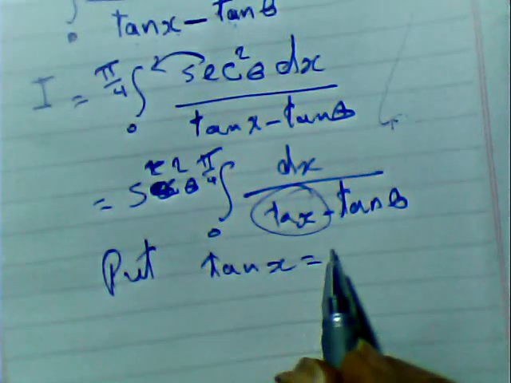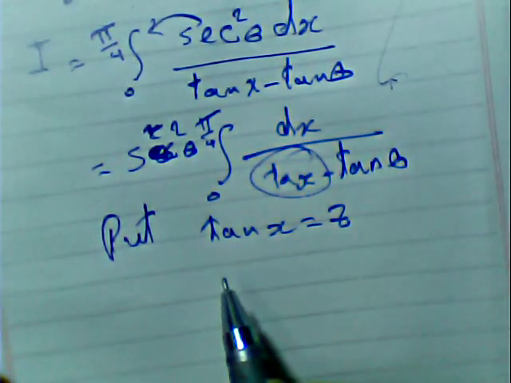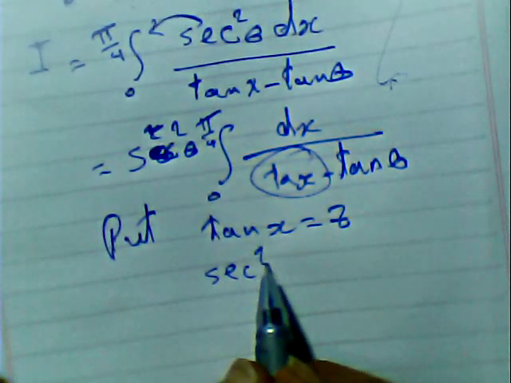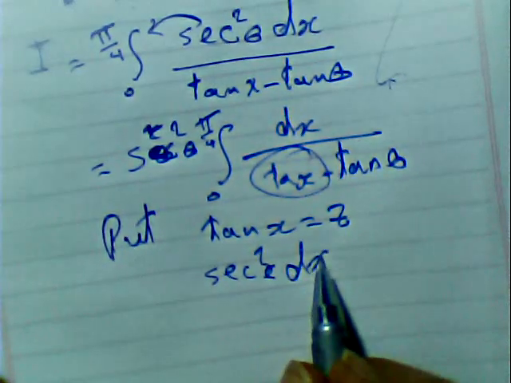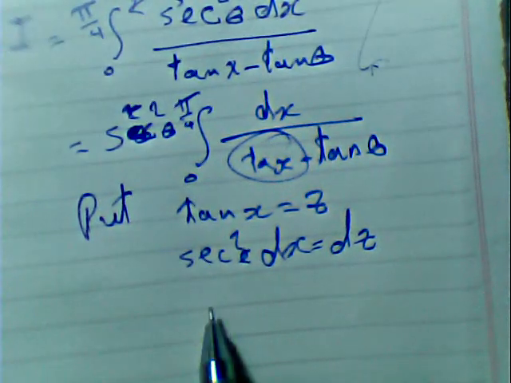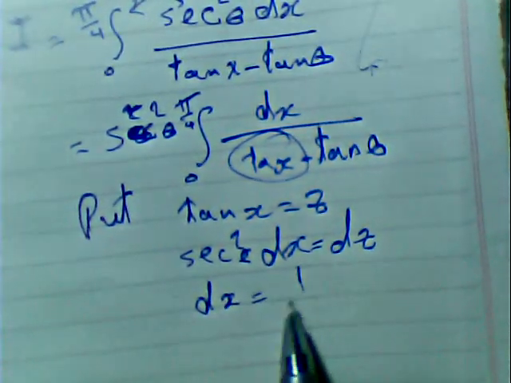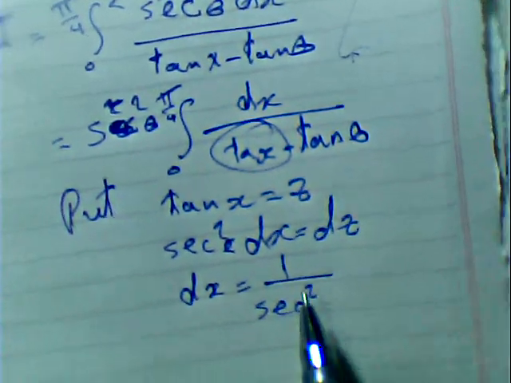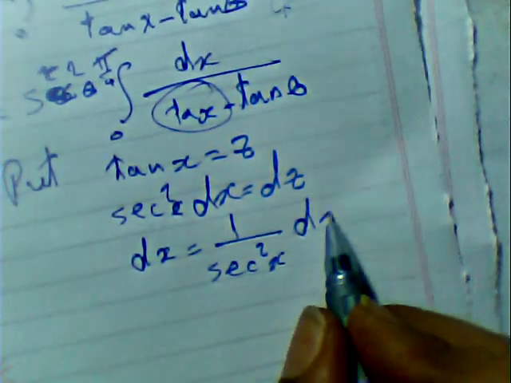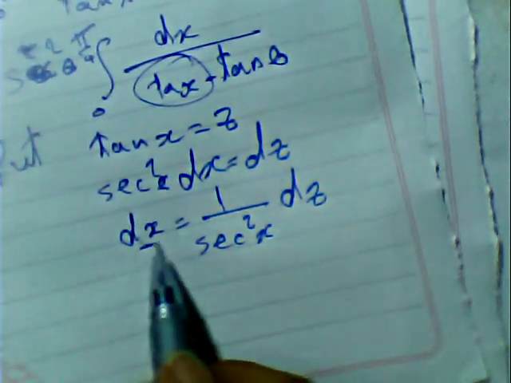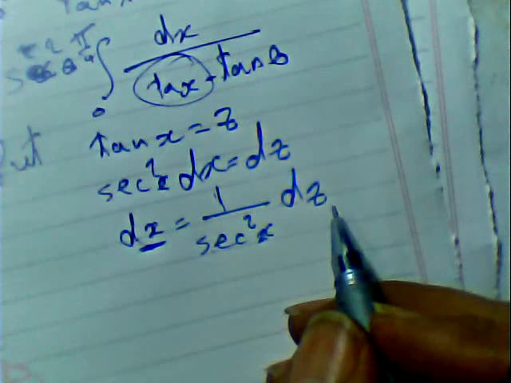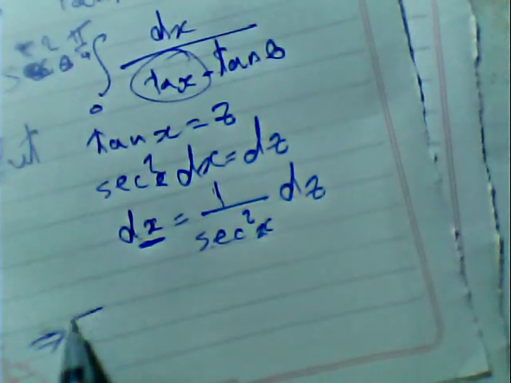We can consider tan x as z, so tan x equal z. Then we can differentiate: sec squared x dx equal dz. Then dx equal 1 over sec squared x, dz. Then dx equal 1 over sec squared x dz. Then we can find the integral.